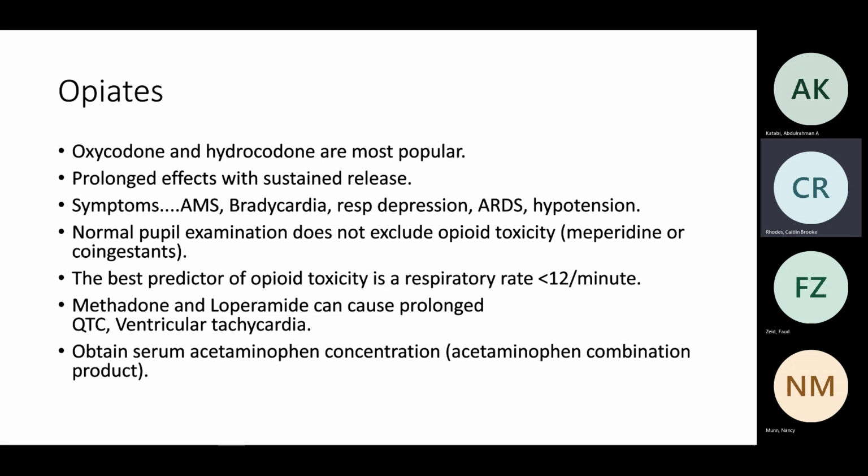The best predictor of opioid toxicity is the respiratory rate. It's very important in diagnosis and very important in management. When you give naloxone, the respiratory rate gives you a clue whether the patient is responding to naloxone or not, and whether he needs to be on the drip or not.